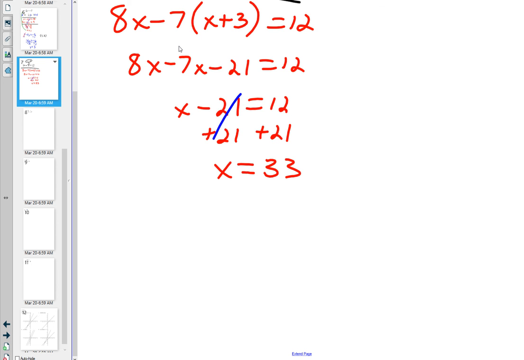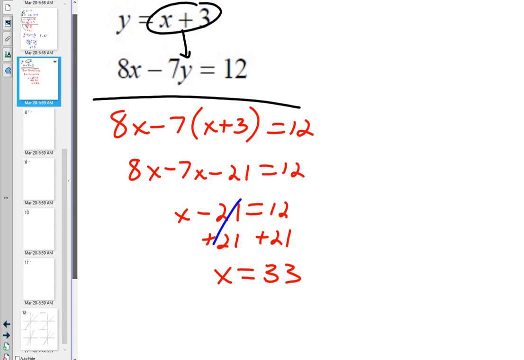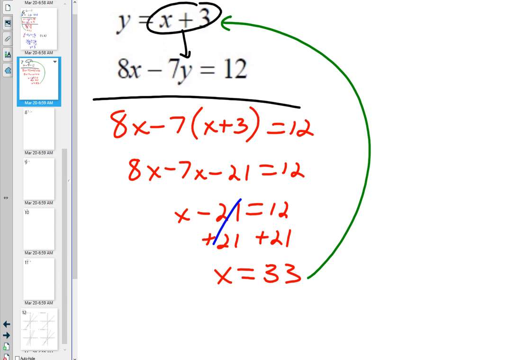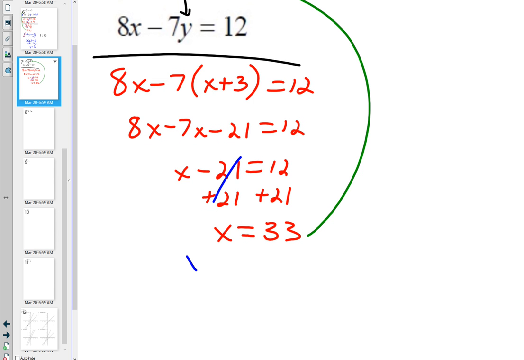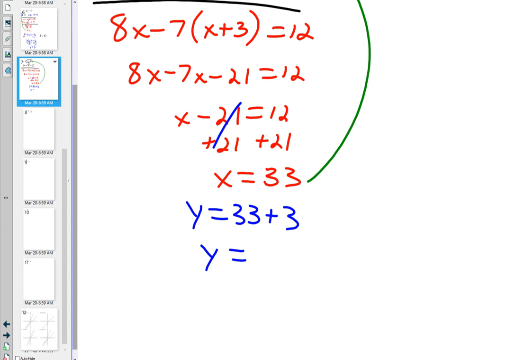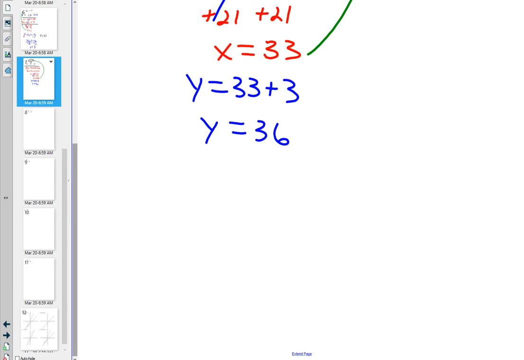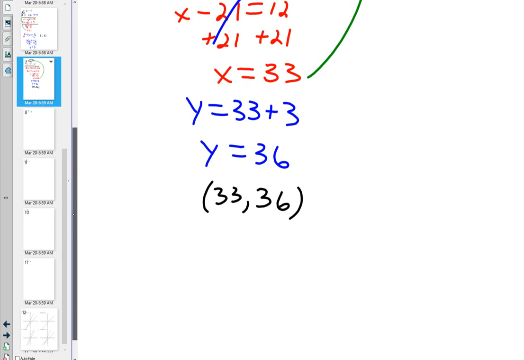All right, so x is 33. The nice thing about substitution is that there's usually one equation at the end that's a little more friendly than the other one. That's also the case here. Inoshka, 33 plus 3. Darío, what would be the ordered pair here for the solution?